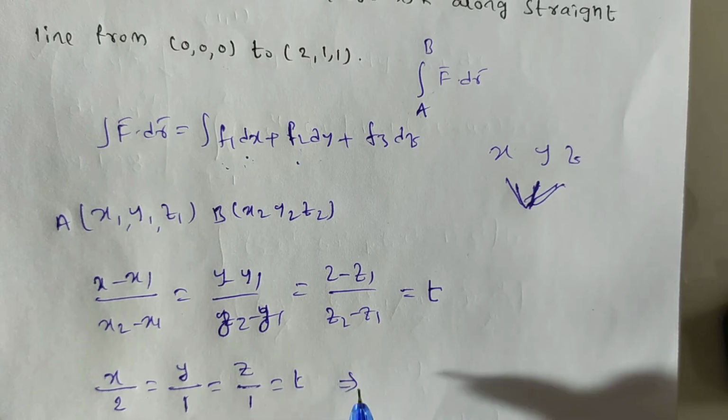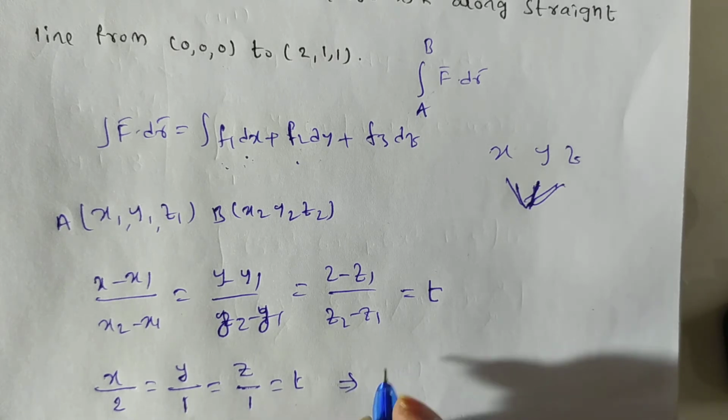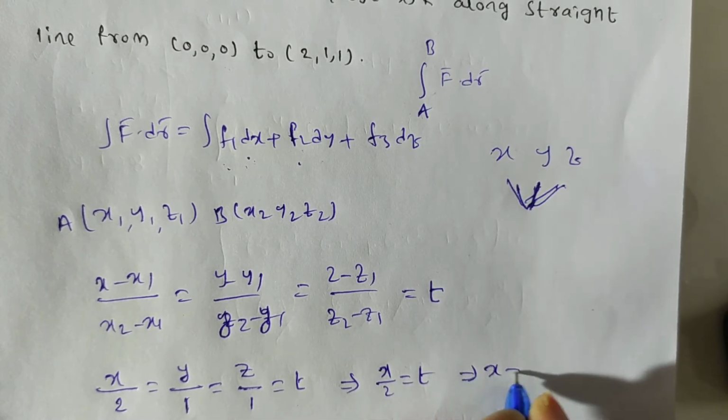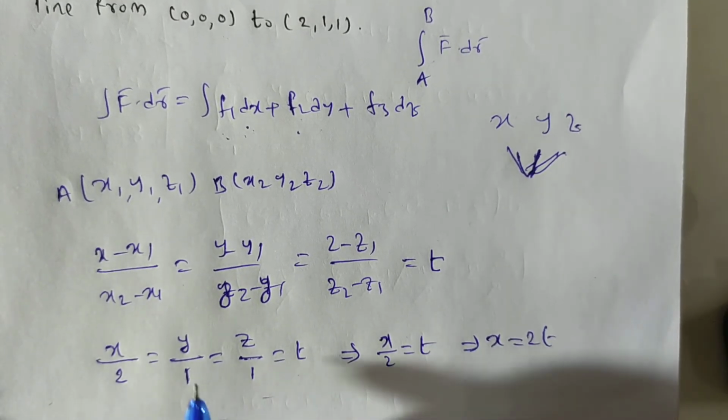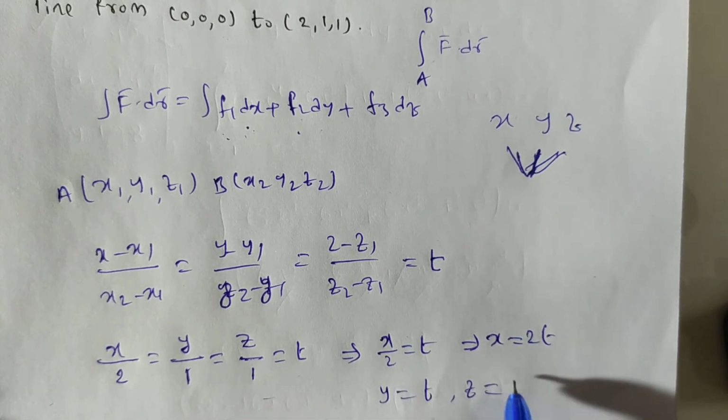t. That implies, you observe now, here A is equal to B is equal to C is equal to D, which means A is equal to D, B is equal to D, C is equal to D. So x by 2 is equal to t, which implies x is equal to 2t. Similarly, y by 1 is nothing but y is equal to t. Next, similarly, z is equal to t.